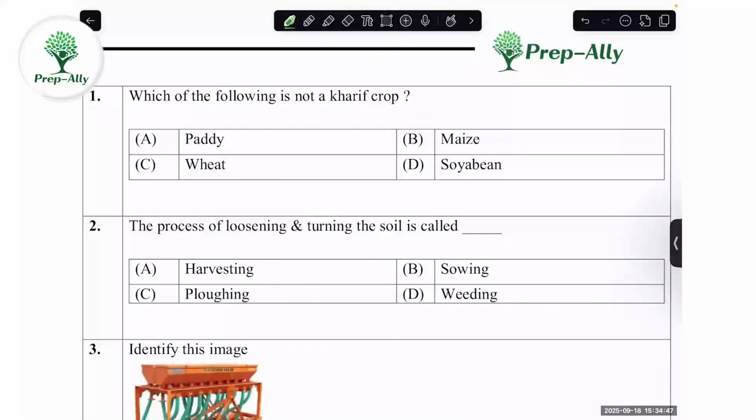Okay, so we'll see the solutions for class 8. Which of the following is not a kharif crop? So, what do you know about kharif crops?